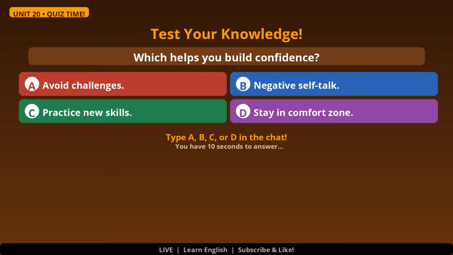Can you get this right? Here's the question. Which helps you build confidence? Option A, avoid challenges. Option B, negative self-talk. Option C, practice new skills. Option D, stay in comfort zone. Think about it. Type A, B, C, or D in the chat. You have 10 seconds.